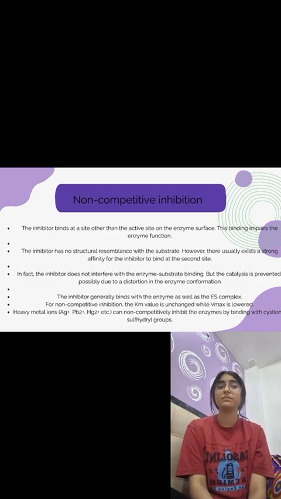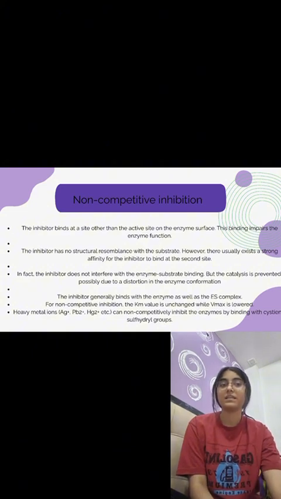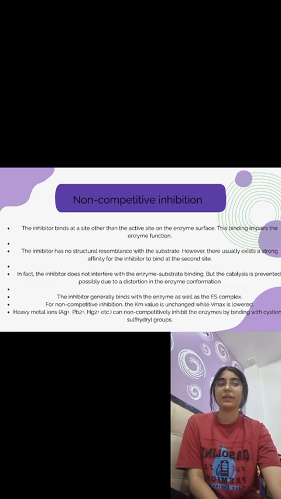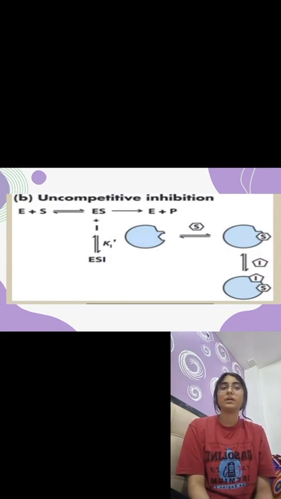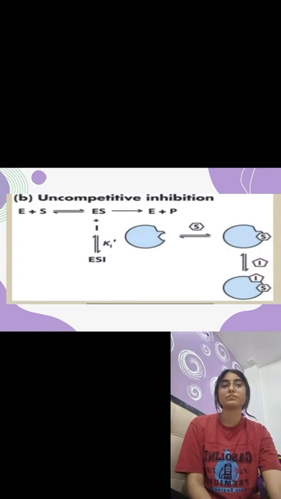The inhibitor generally binds with the enzyme as well as the ES complex. For non-competitive inhibition, the Km value is unchanged while the Vmax value is lowered. Heavy metal ions can non-competitively inhibit enzymes by binding with groups. Uncompetitive inhibition diagram. Here we can say that there is an equilibrium condition.